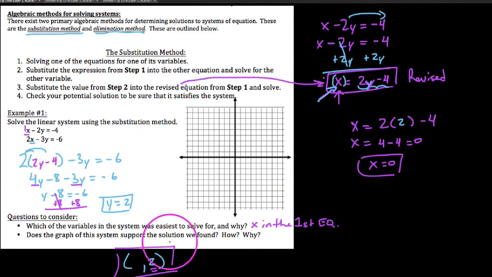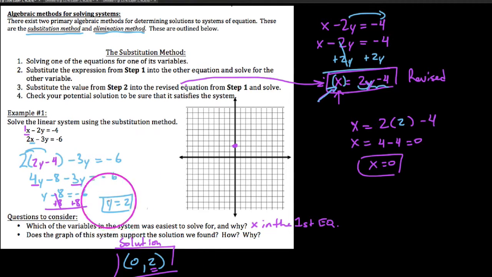So I'm going to box this, and I also want to write this right here. Our solution to the system is (0, 2). If we were to graph both of these lines, we would see that that is clearly their point of intersection, and they only intersect one time.